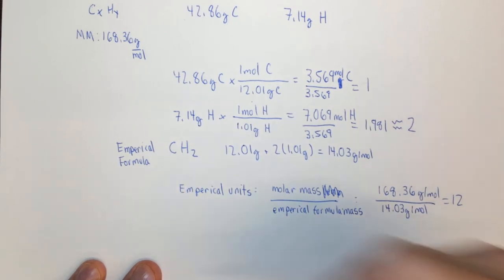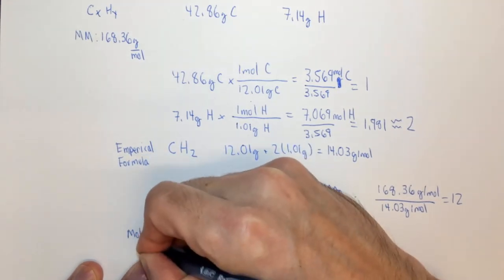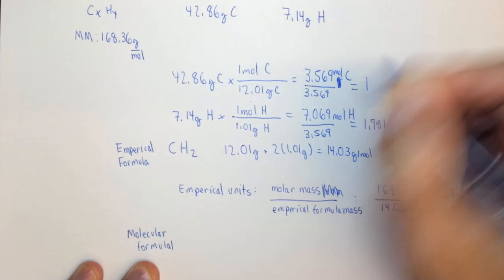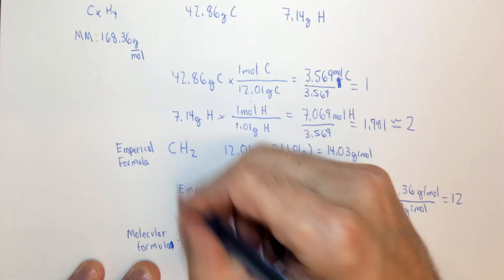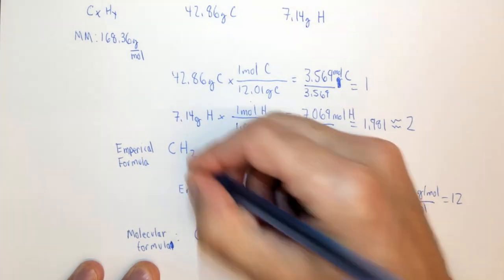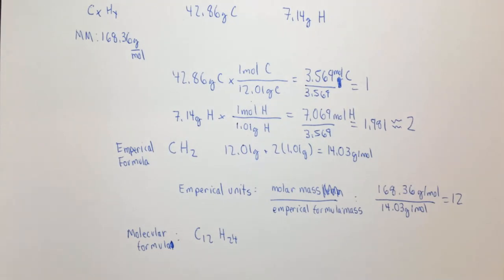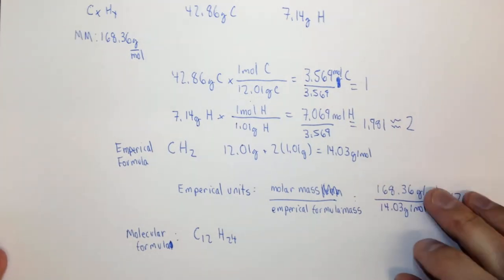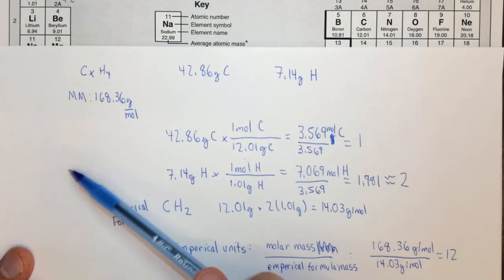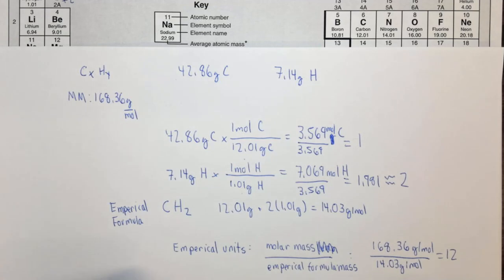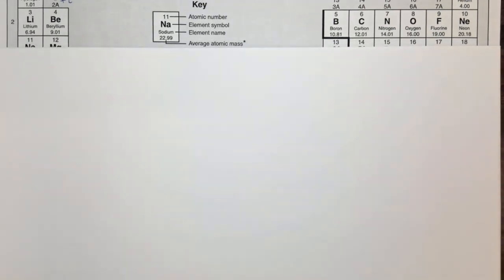Said another way, the molecular formula is 12 times the empirical formula. So to find it, you multiply them both by 12. 1 times 12 is 12. 2 times 12 is 24. So this is how you can find the empirical and the molecular formula if you're given the masses of the elements in the compound. Now in the next example, we want to combine these two ideas.